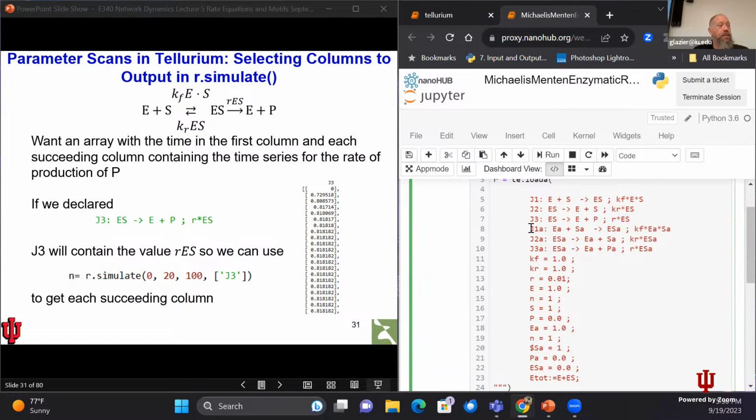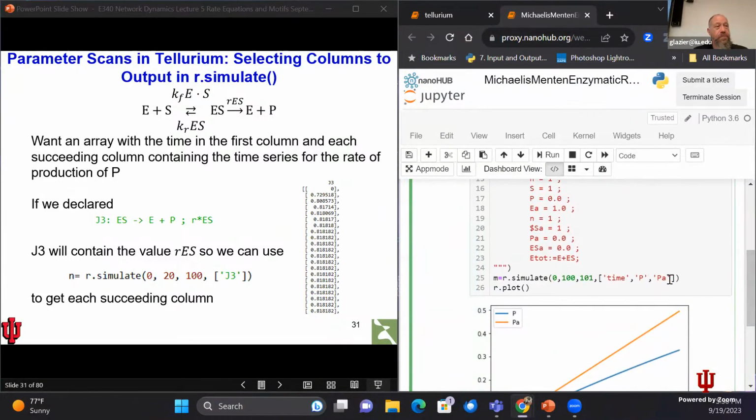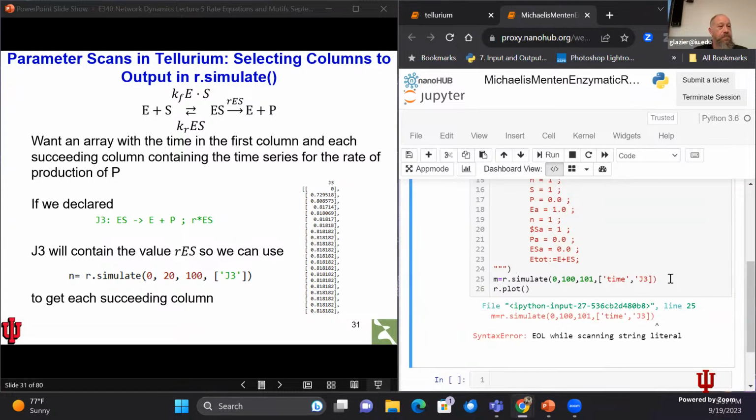And let me, I guess I could leave the other stuff in there for my code. I should probably clean it up a little bit. And so if I do simulate and I just ask for J3, that'll give me how fast P is being produced. And let me just run that one by itself. And let's see what that looks like. So I'm going to ask for J3. And I'm going to run it. I lost a paren. Okay.